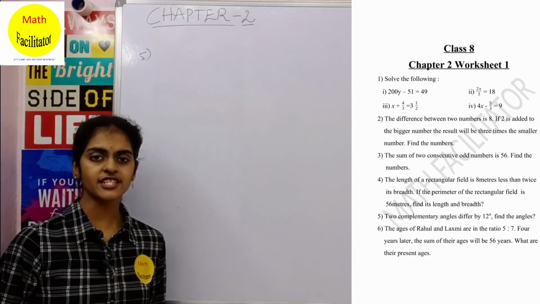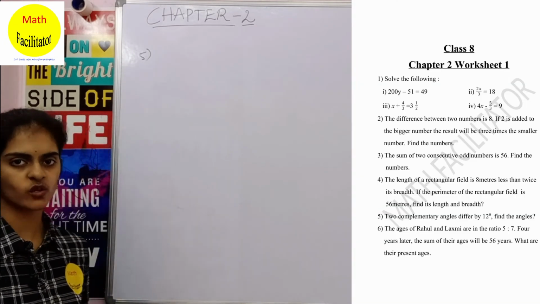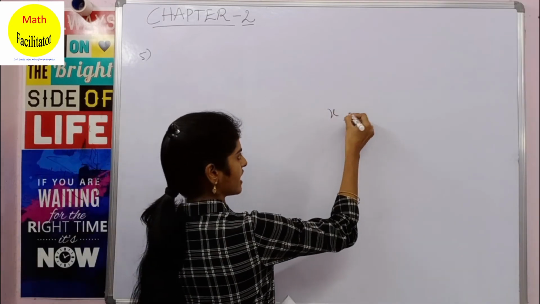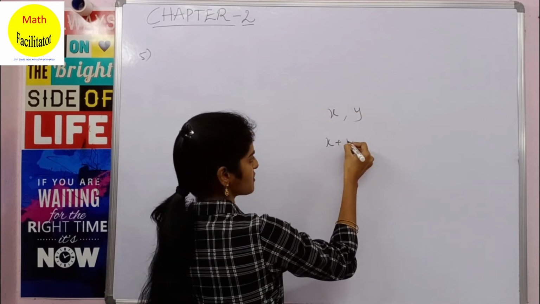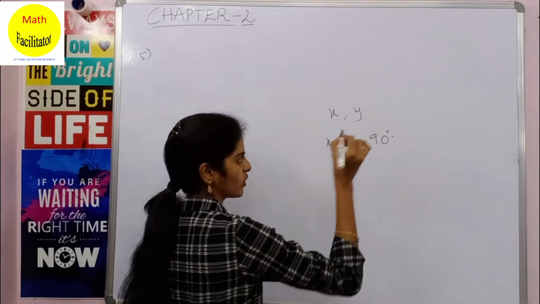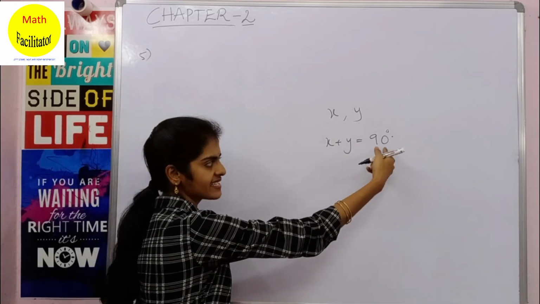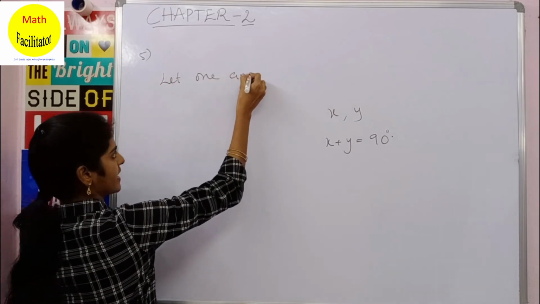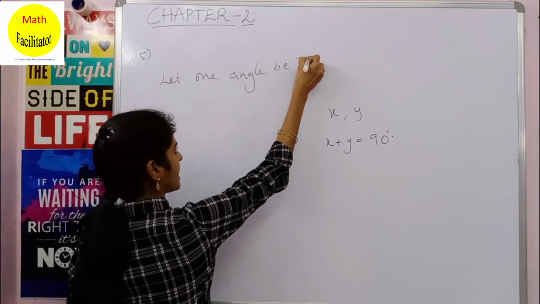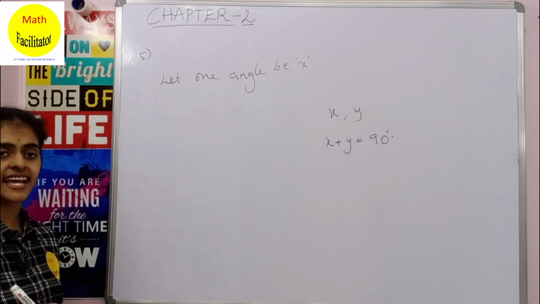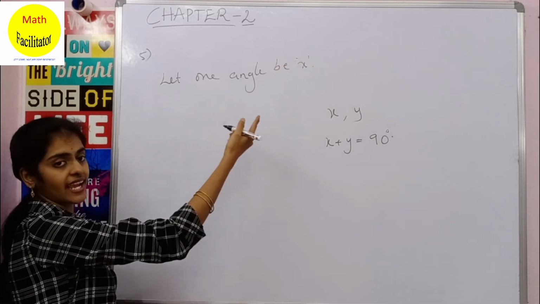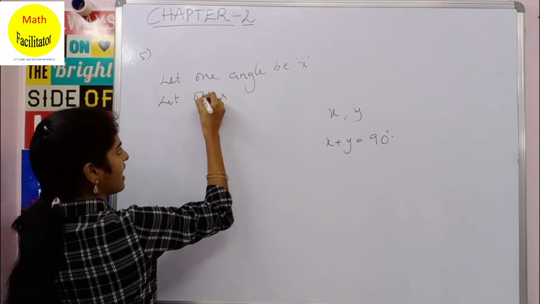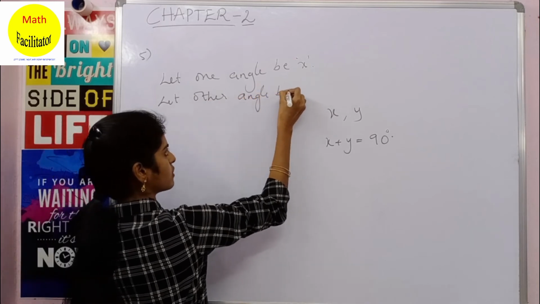Now the next question is two complementary angles differ by 12 degrees. Okay, so you have to find the angles. Now firstly, what are complementary angles? If x and y are complementary angles, then x plus y is what? It is 90 degrees. Okay, complementary means the sum of the two angles is 90 degrees. So now let one angle be x. Okay, now the other angle is 12 less than the angle. Now these two angles differ by 12 degrees. Okay, so let the other angle be y.